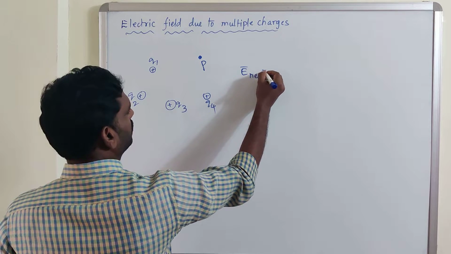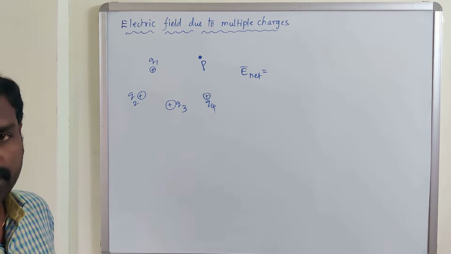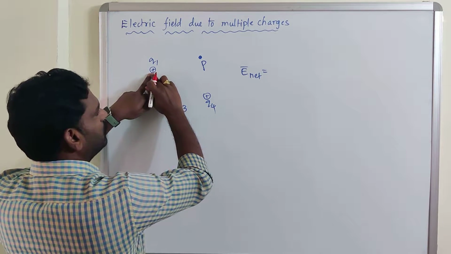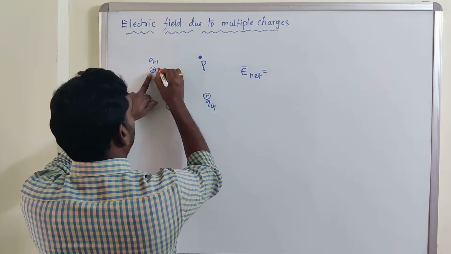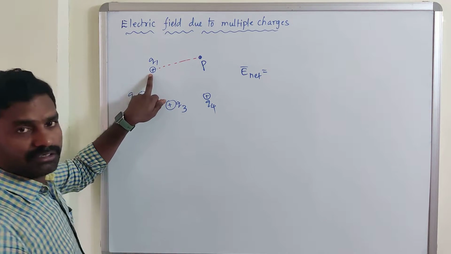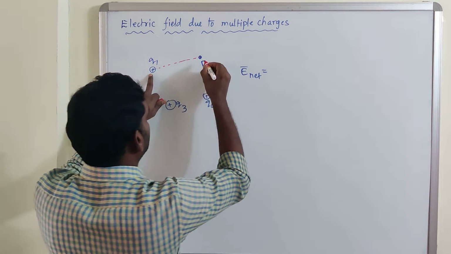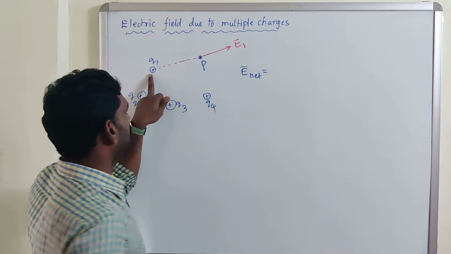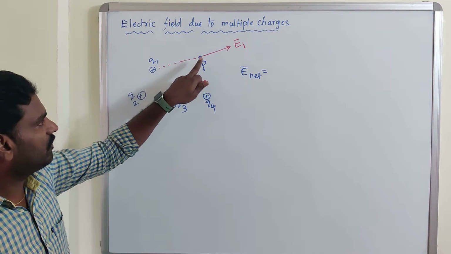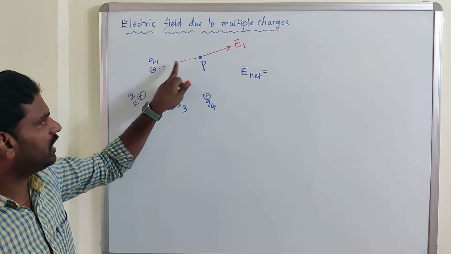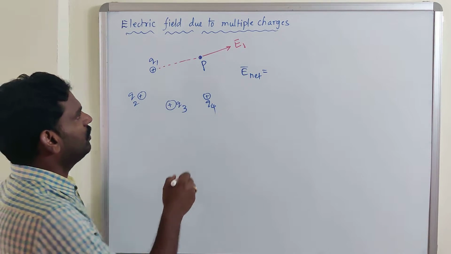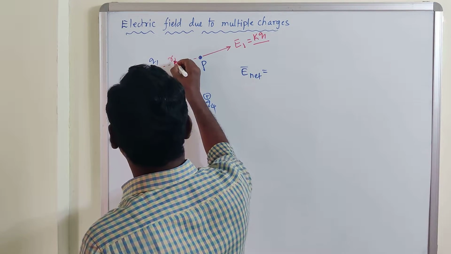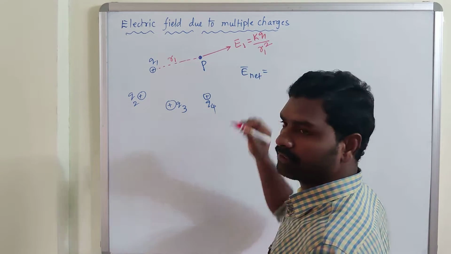Net electric field, what do we have to do to find it? We need to find the electric field at this point due to charge Q1. Q1 is a positive charge, and the electric field due to a positive charge is away from the charge. This electric field due to this charge at point P is E1. We know E1 is equal to K Q1 by R1 square, if this distance is R1.